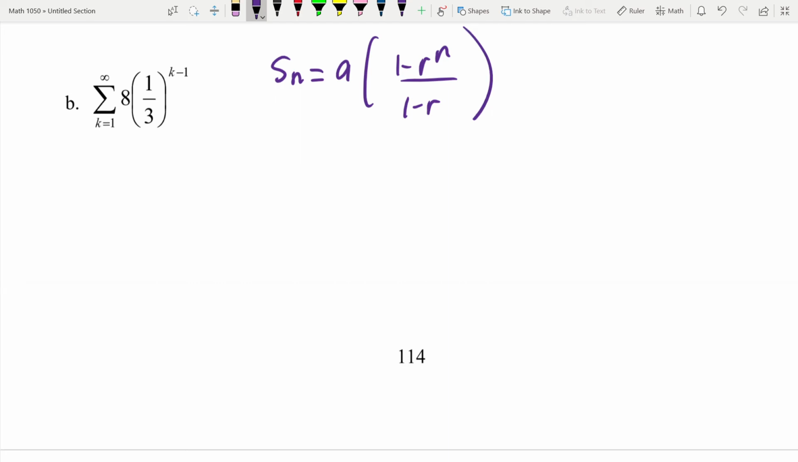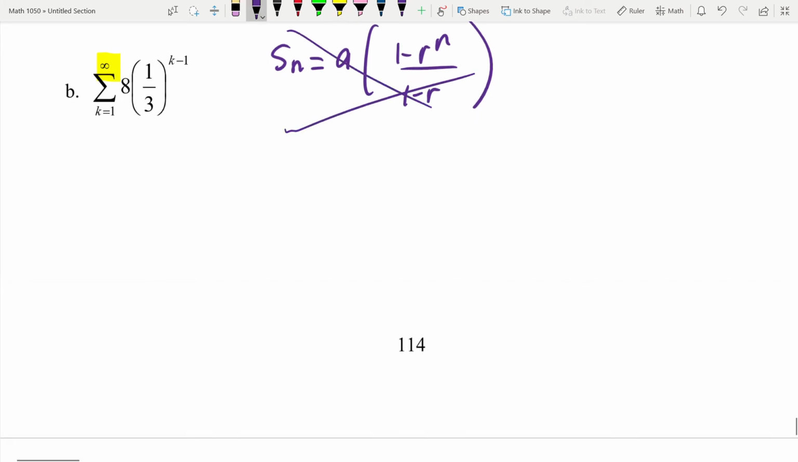Why would I lose everything? That's not the right formula. What formula is it? The infinite. How do we know it's infinite, everybody? Right there. It tells you it's an infinite sum. So that is not your formula. The sum of an infinite series is a over 1 minus r.